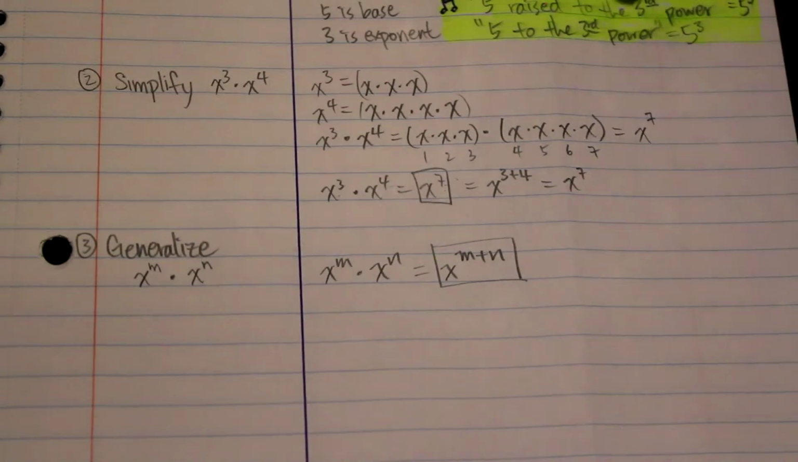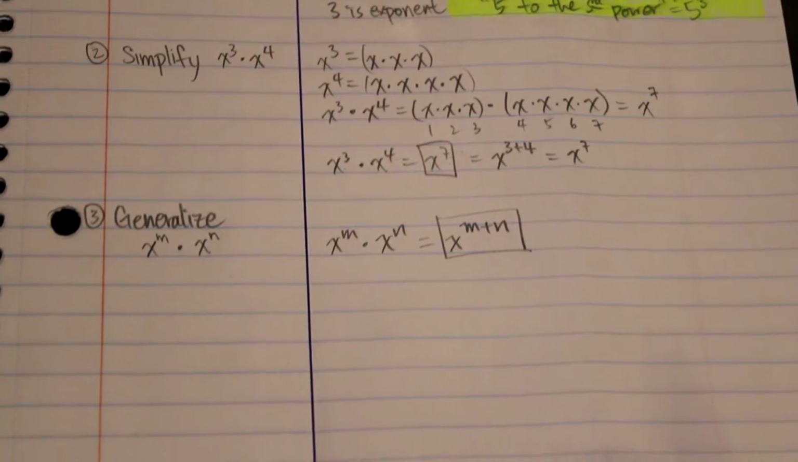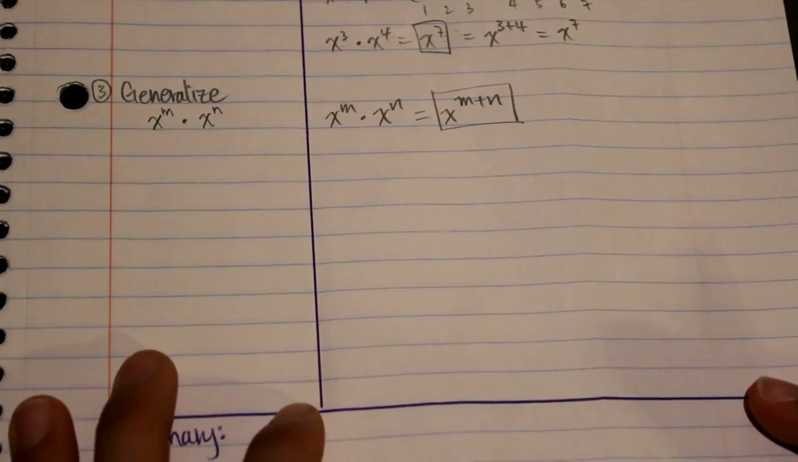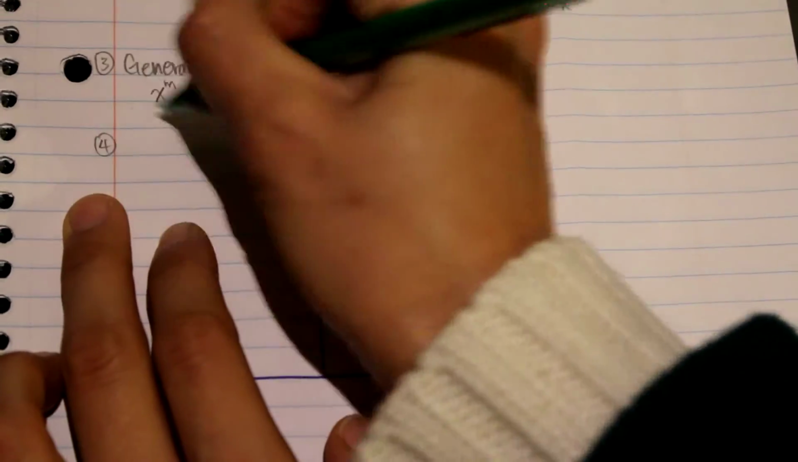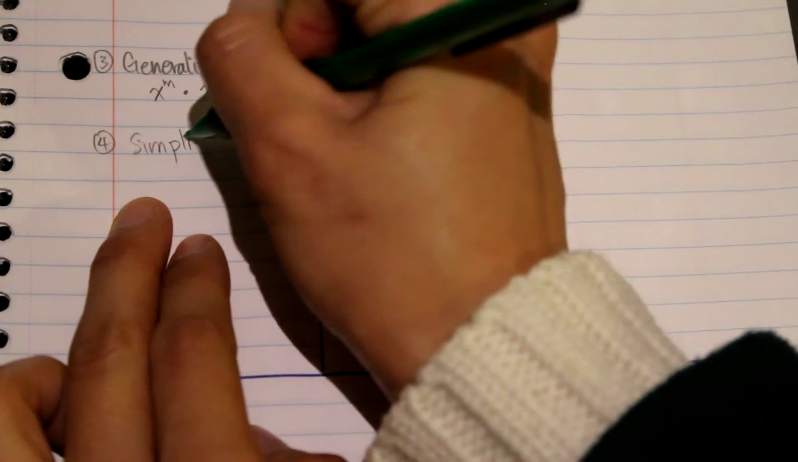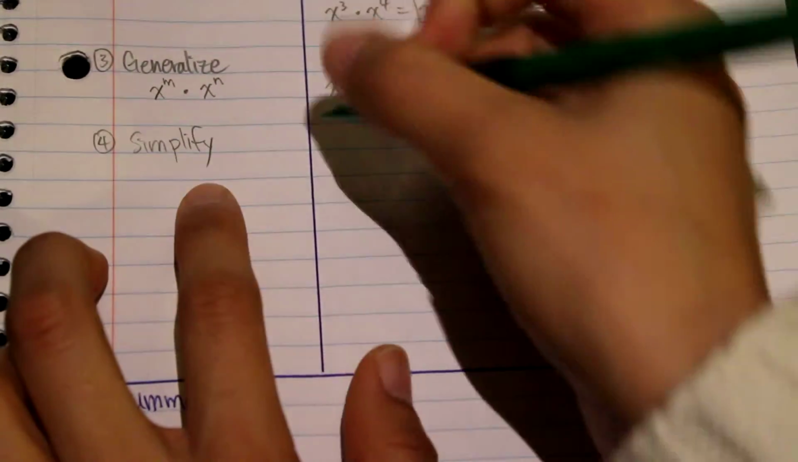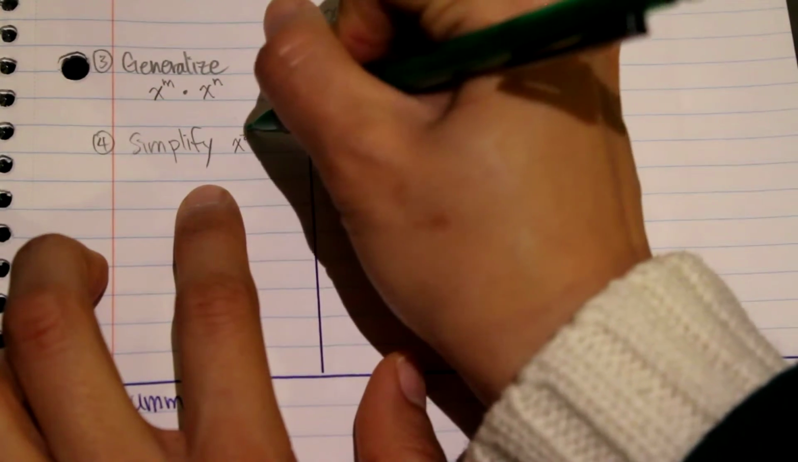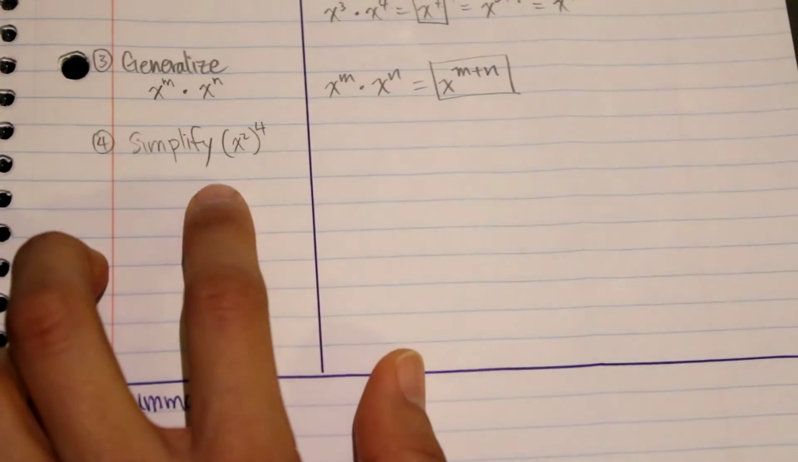Alright, I'm going to give you another problem. Very similar. I want to see if you can handle this. Okay, so number 4. Simplify, meaning you want to make it easier. That's what simplify means. x to the 2nd power, all of that raised to the 4th power.